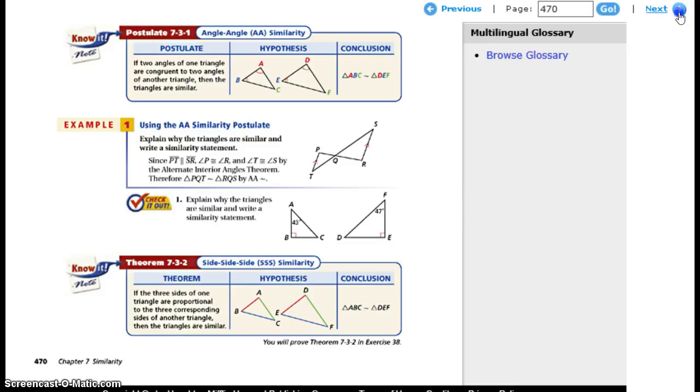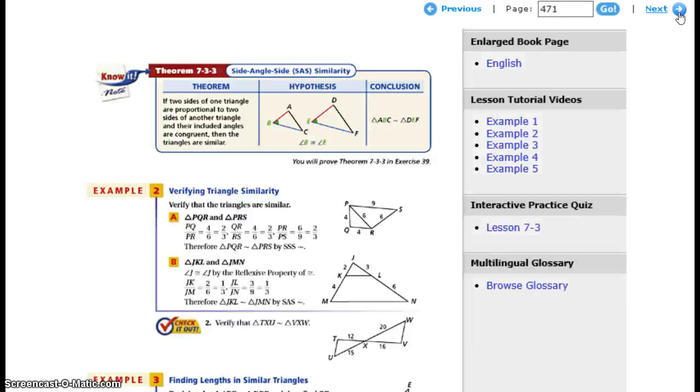Okay? Simple enough? Alright, and the last, this is a theorem. The next theorem: side, angle, side similarity theorem.